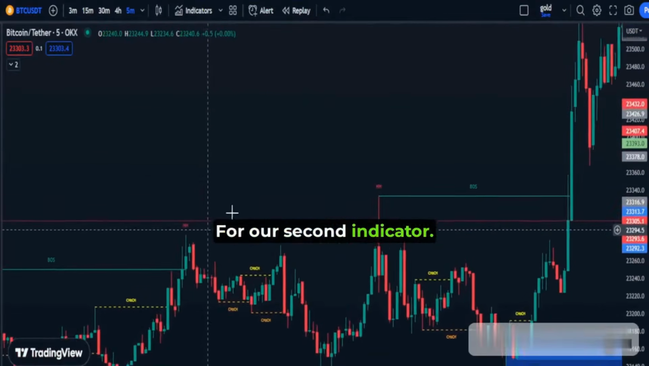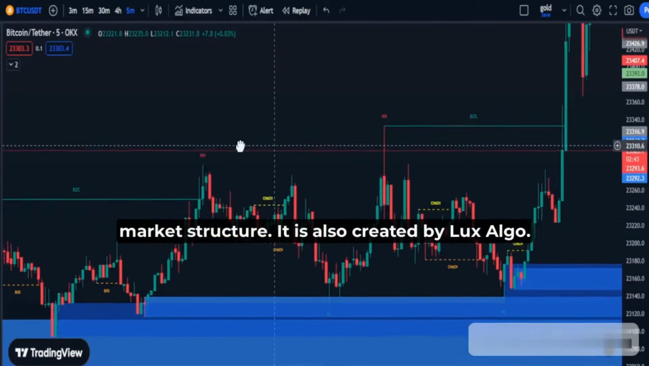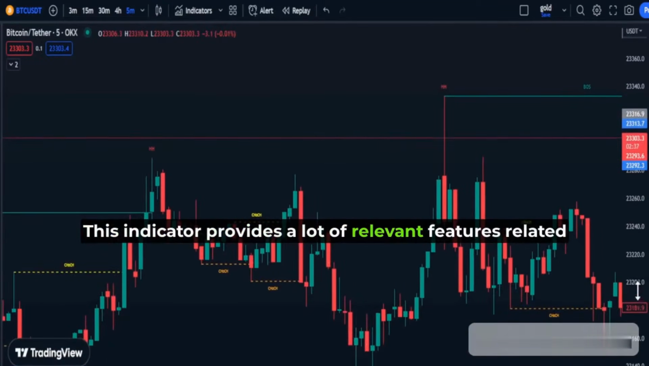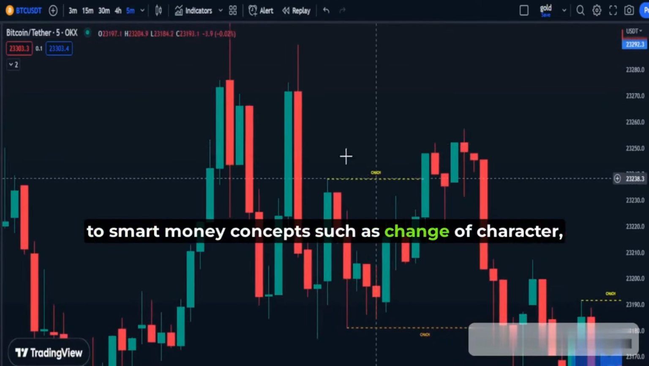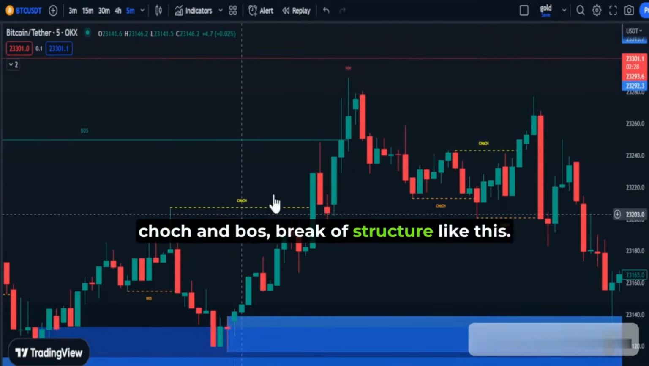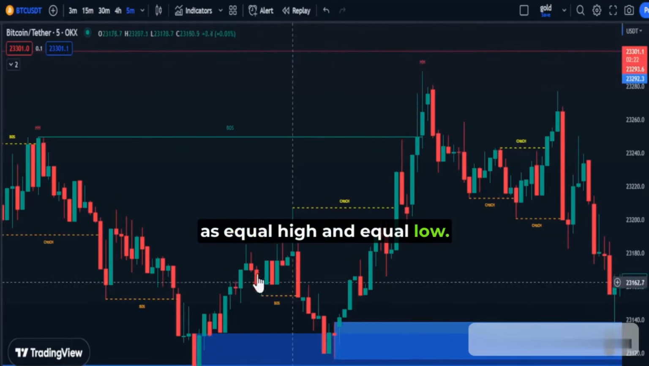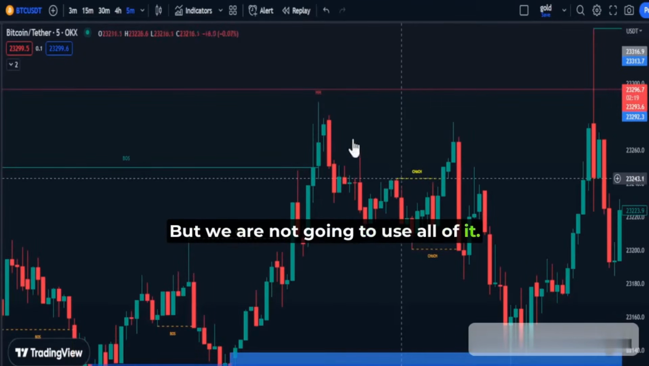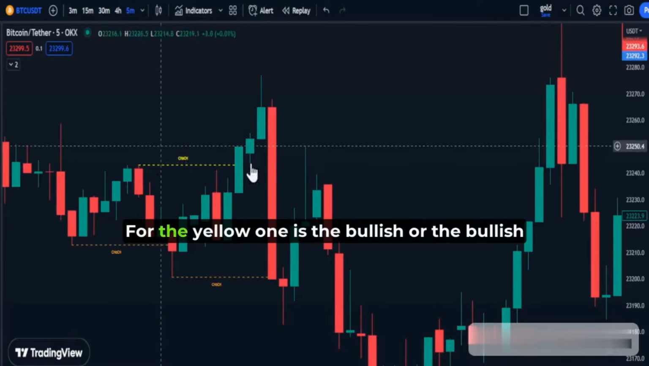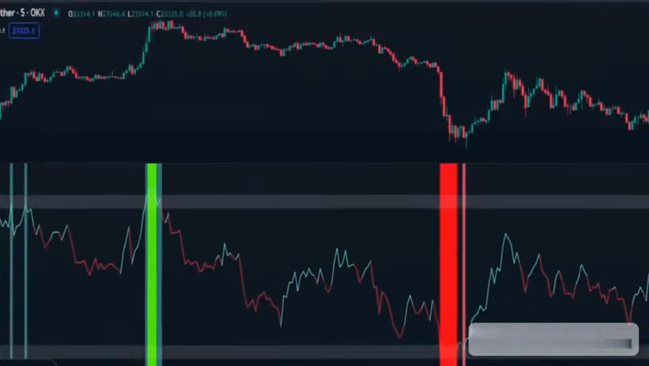For our second indicator, it provides a very accurate real-time analysis of the market structure. It is also created by Lux Algo. This indicator provides a lot of relevant features related to smart money concepts such as change of character, CHOCH, and BOS, break of structure, like this. It also provides other features such as equal high and equal low, but we are not going to use all of it. There are only 2 types of features that you need to focus on, which is CHOCH. The yellow one is for the bullish structure, and the orange one is for the bearish structure.